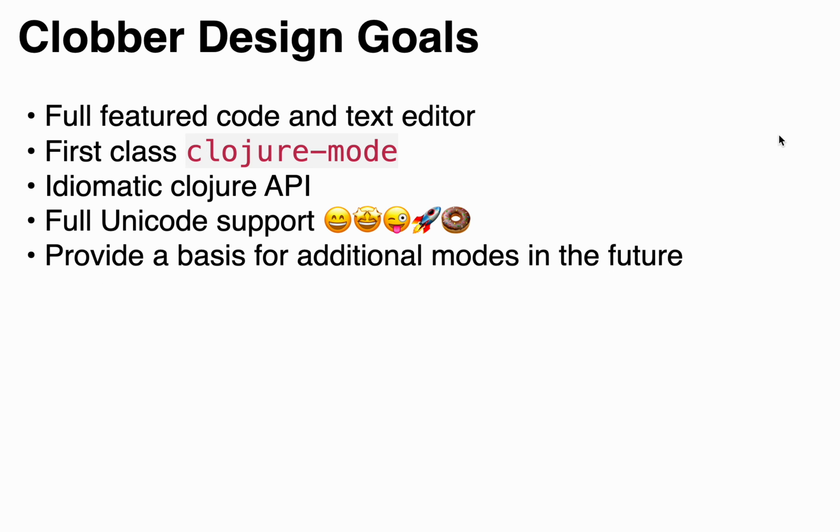So the design goals for Clobber were that I wanted a full-featured code and text editor. I want a first-class Clojure mode that I can use to write Clojure in full-time, an idiomatic Clojure API that makes it comfortable to work in from Clojure, full Unicode support, and provide a basis for additional modes in the future. So basically, any type of text editing that you would like to do, formatted text, other languages, configuration, writing notes, markdown mode, et cetera, et cetera. I would like to be able to support those in the future without rewriting everything from scratch.